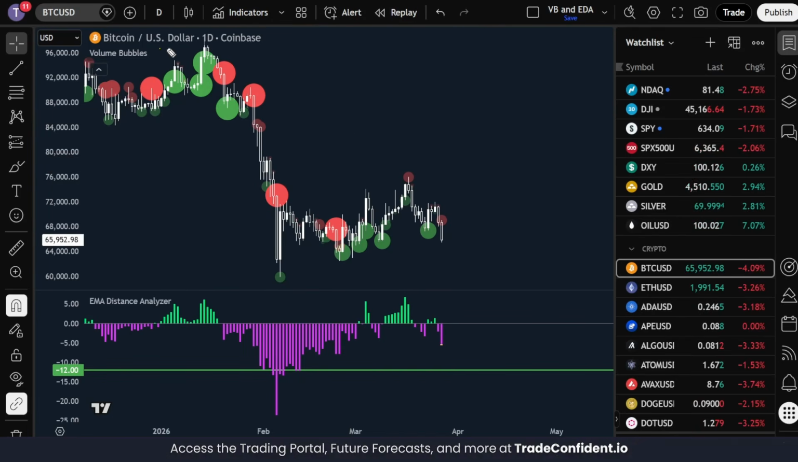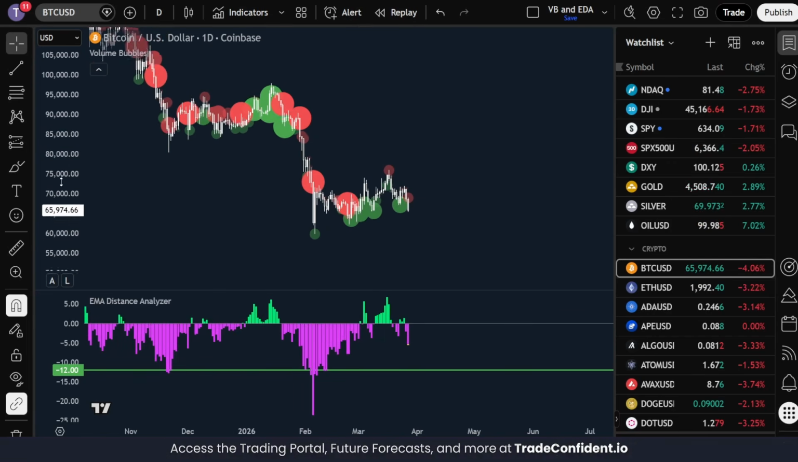We're trading Bitcoin USD on the daily time frame with the volume bubbles and the EMA Distance Analyzer. Now, I've gone over multiple videos over the past week talking about the fact that the price is likely to drop. Just to recap really quickly, we're in a bear flag pattern. This is the second bear flag pattern to play out through this bear market.